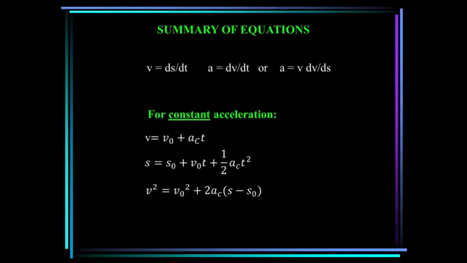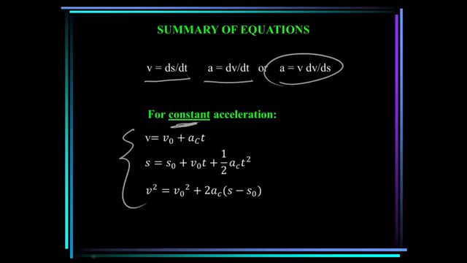So here's a summary of the equations you should take away from this lecture. Velocity is ds/dt, acceleration is dv/dt. You can combine those two, eliminate time, and come up with a equals v dv/ds. If the acceleration is constant, these equations reduce to these three equations right here.